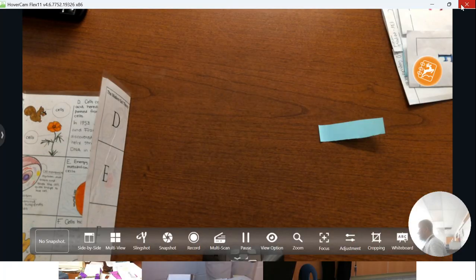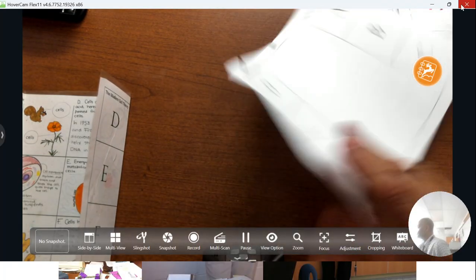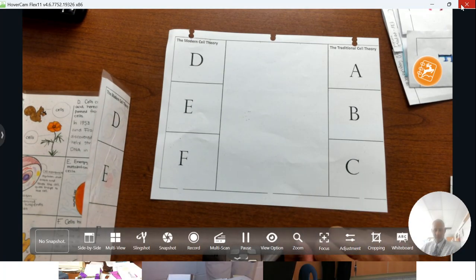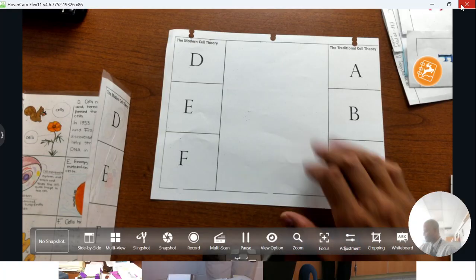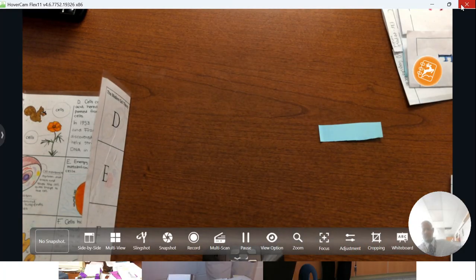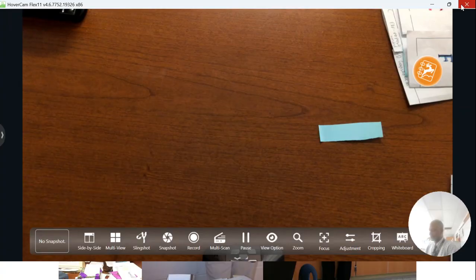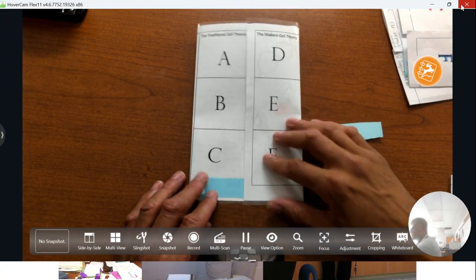And then they got this blank sheet of paper. Now, one of the reasons I'm making this video is because years ago, I had a student go above and beyond in several projects, and this was their foldable.